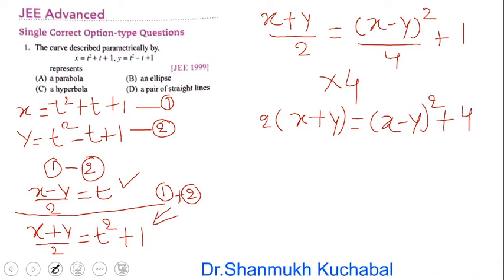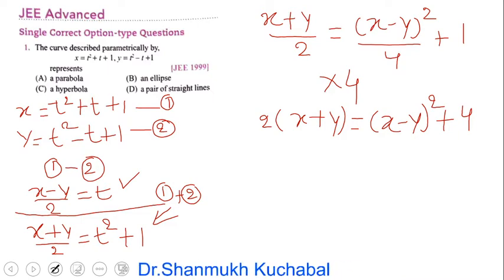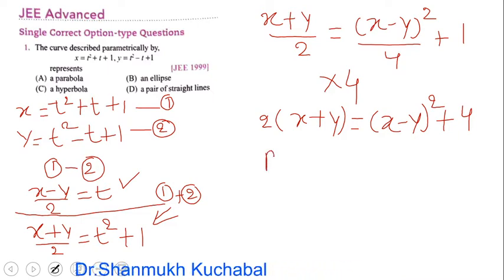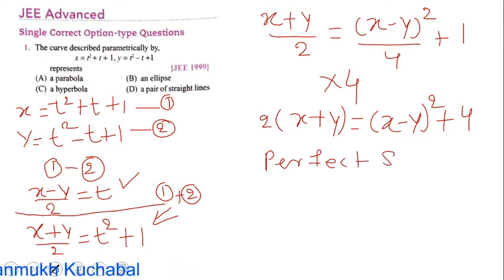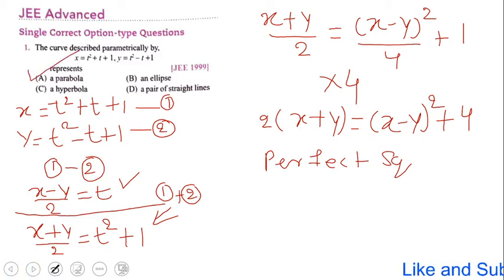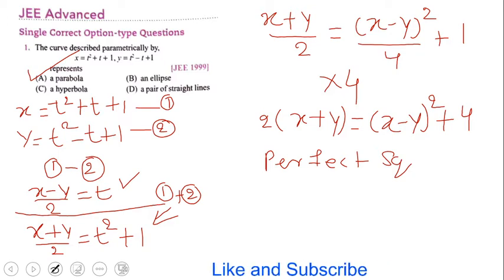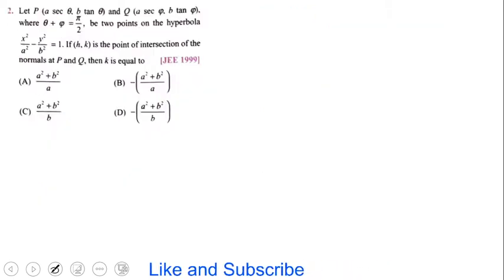So we observe that it is a perfect square. It is a perfect square. Therefore it will represent the equation of a parabola here. Therefore option A is the right answer. It is a perfect square, therefore option A is the right answer. Okay, we'll move to the next example.